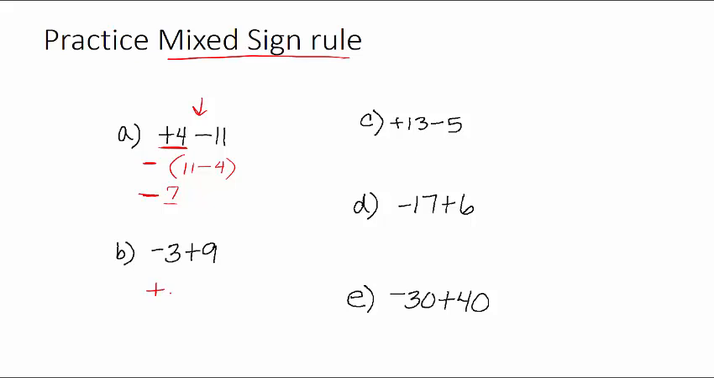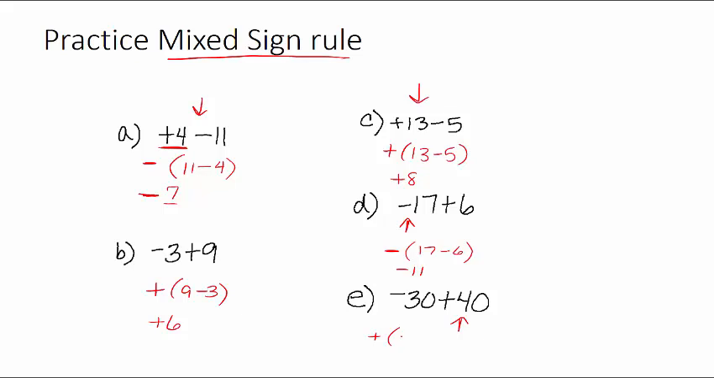For B, we have more positives. How many more positives? Well, 9 take away 3 is 6. So our answer is positive 6. Here we have more positives. How many more positives? Well, 13 take away 5 is 8. So we have positive 8 for an answer. Here we have more negatives, so our answer is going to be negative. How many more? Well, 17 take away 6 is 11, so it's negative 11. Here we have more positives, so our answer will be positive. How many more? Well, 40 take away 30 is 10, so our answer is positive 10.